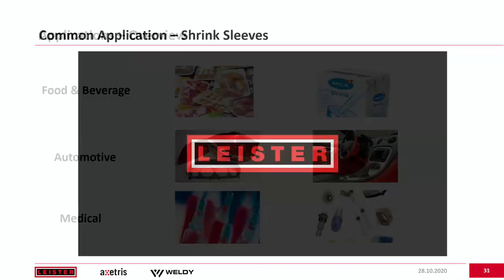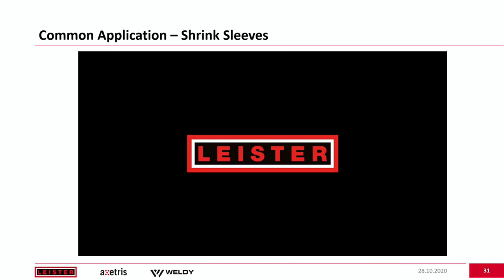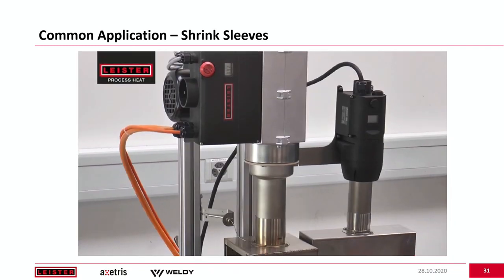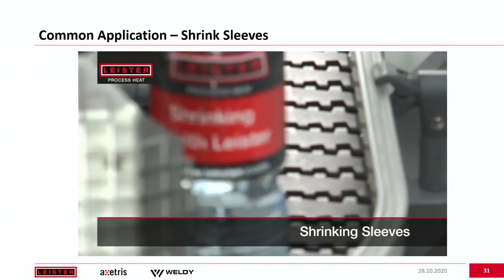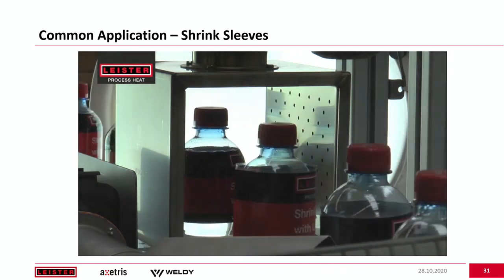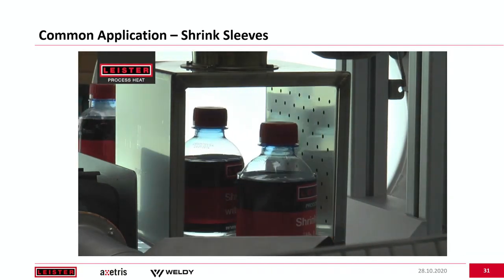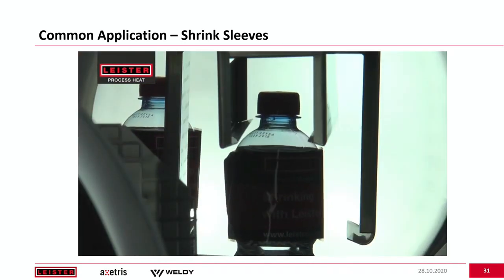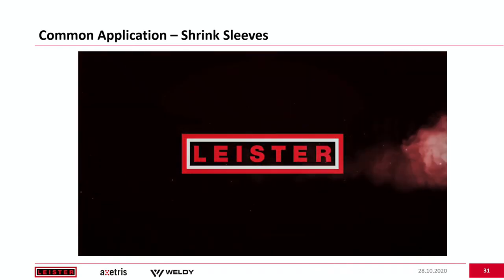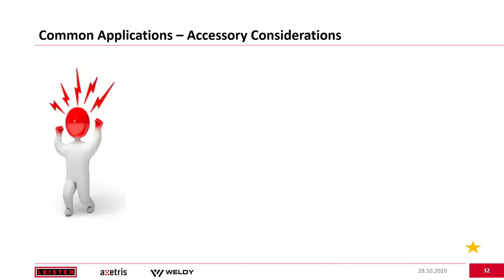Now, one of the more common applications that we see on a regular basis is shrink sleeves. In this video, you're going to see a water bottle going along a conveyor belt, and one of our hot air blowers, specifically the Vulcan, applies energy into the process where it's going to shrink the film around the body of the bottle. And one thing to point out in this application is it's not just the tool itself applying the energy directly onto the product. More importantly, we're talking about some of the other accessories that are required for your process.